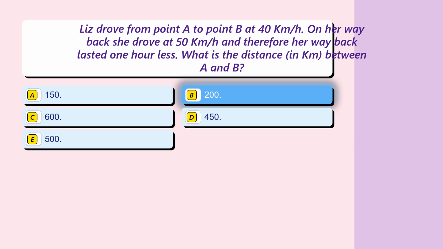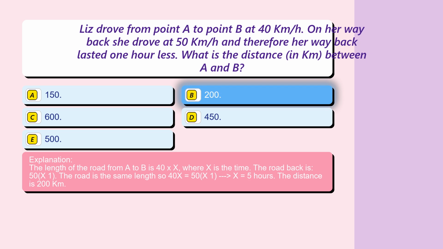The correct answer is option B, 200. The length of the road from A to B is 40x, where x is the time. The road back is 50(x-1). The road is the same length, so 40x equals 50(x-1), x equals 5 hours. The distance is 200 kilometers.